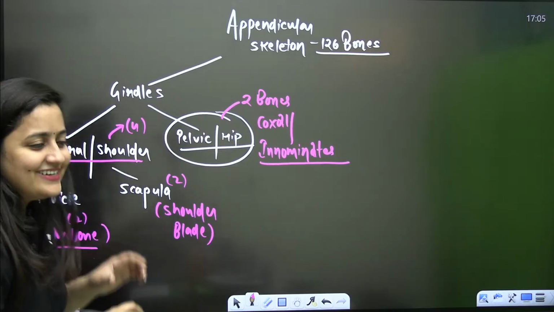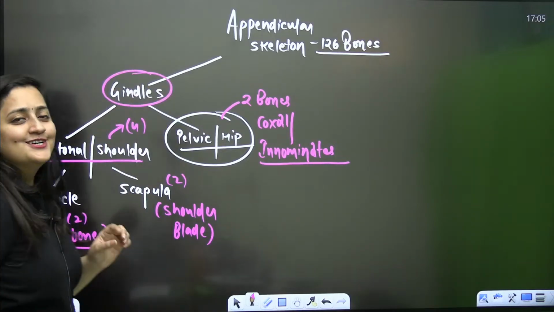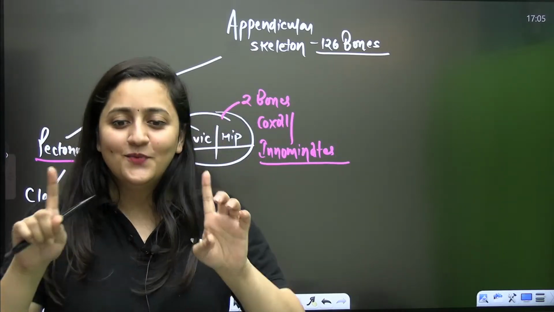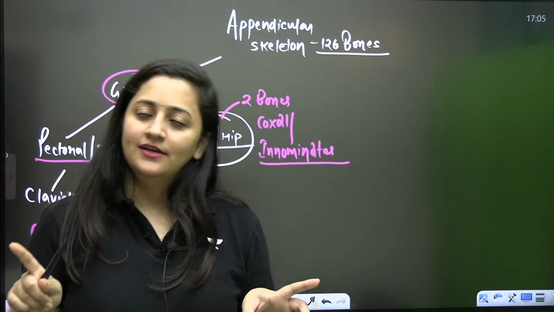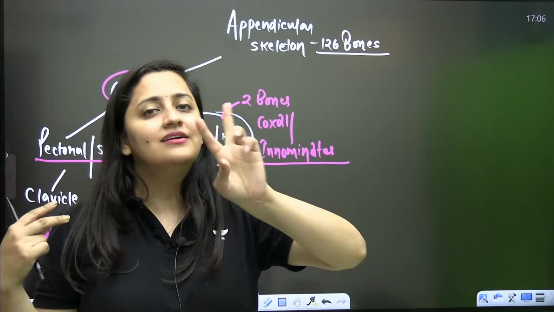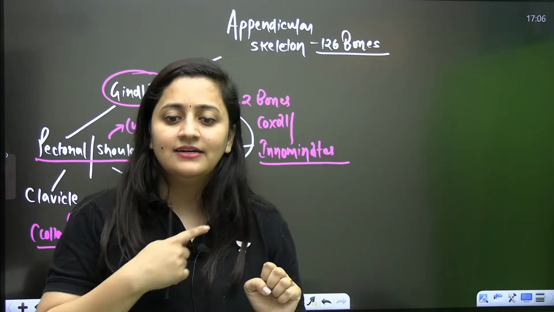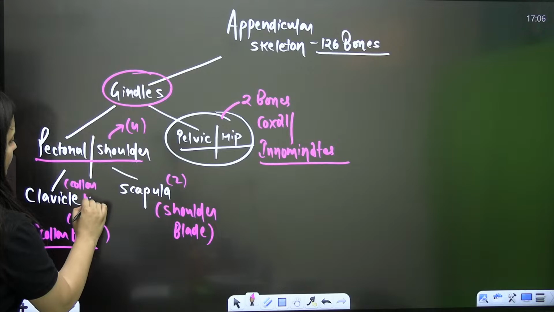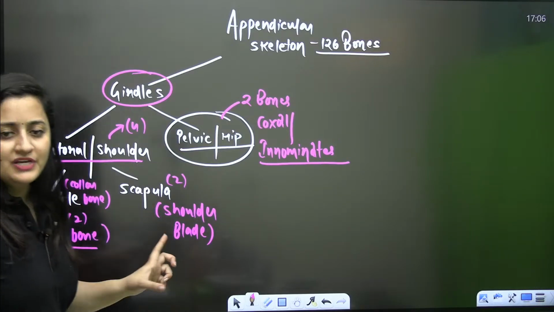So basically we are talking about the girdles. How many girdles do we have? One is the shoulder girdle, one is the hip girdle. 2 shoulder girdles, each made up of 2 bones: clavicle, also known as collarbone, and scapula, also known as shoulder blade.